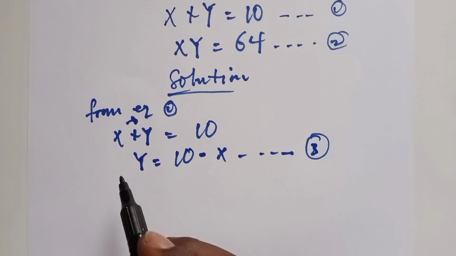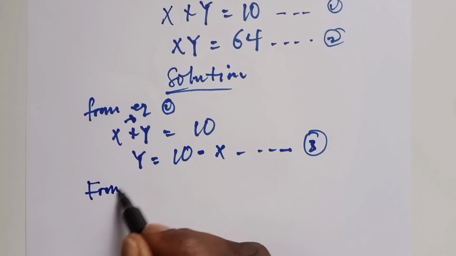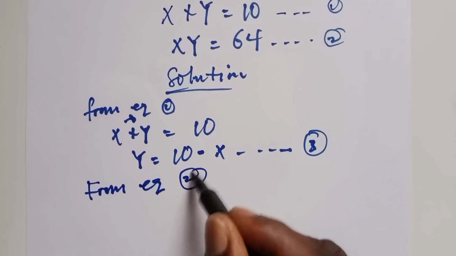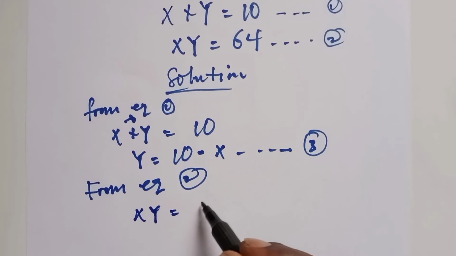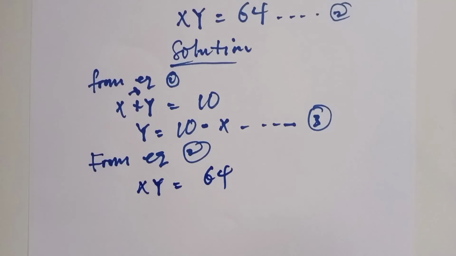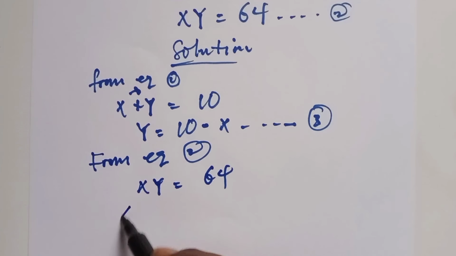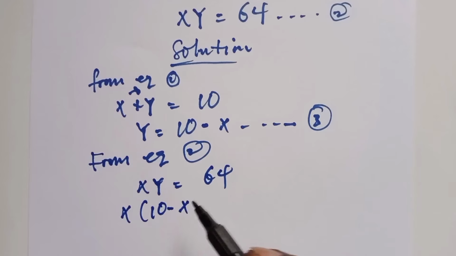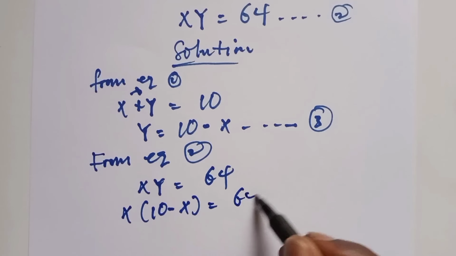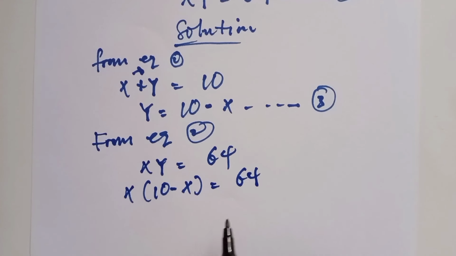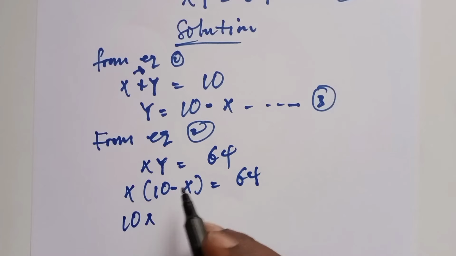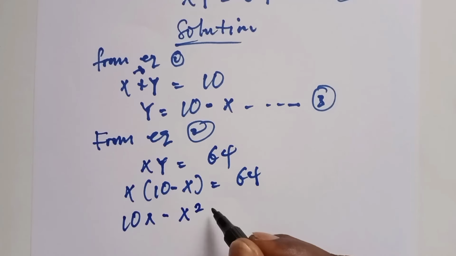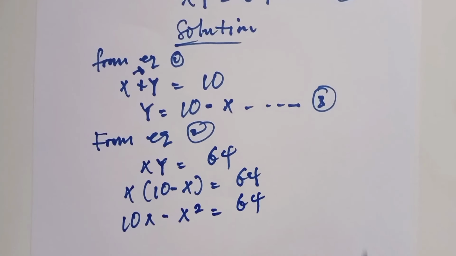Now from equation 2, xy is equal to 64. Now if I substitute the value of y here, I have that x into bracket 10 minus x is equal to 64. Now if I expand this, I have that x times 10, which is 10x, minus x times x, which is minus x squared, is equal to 64.